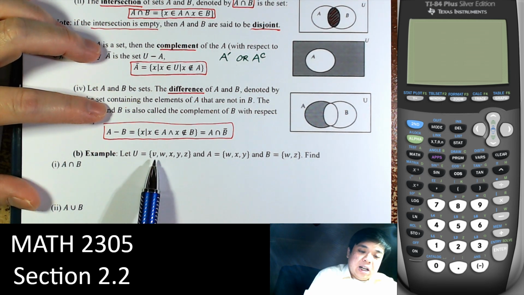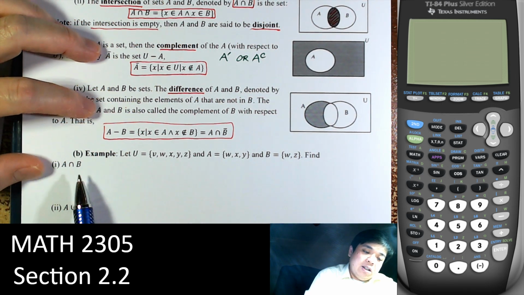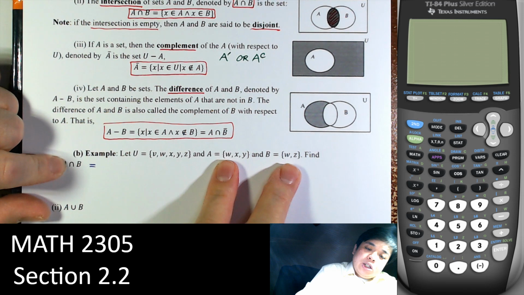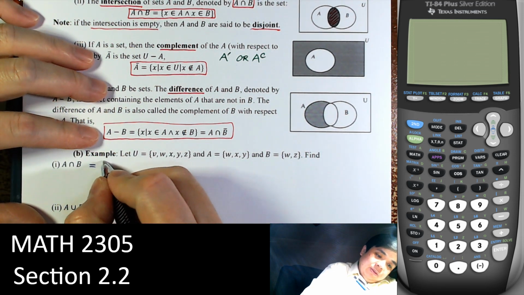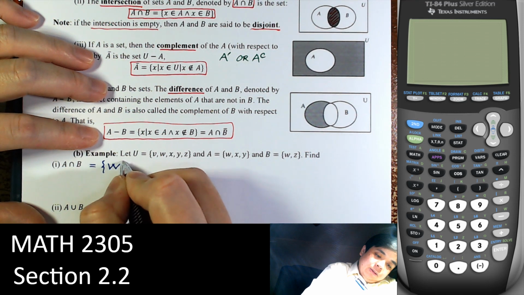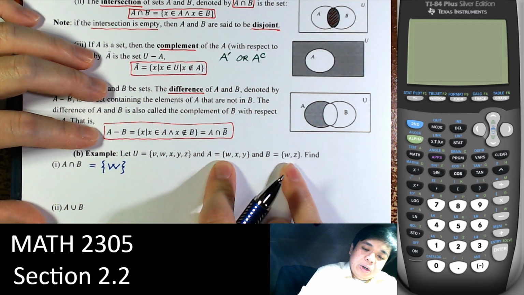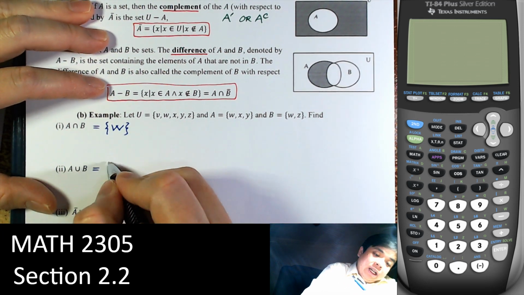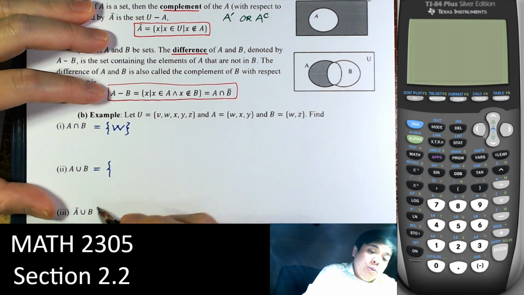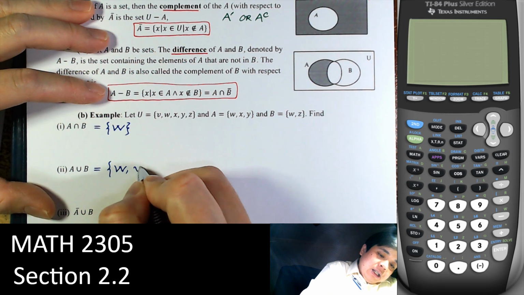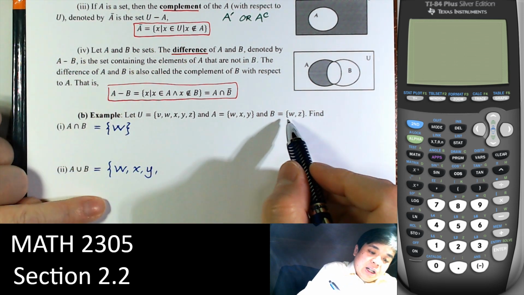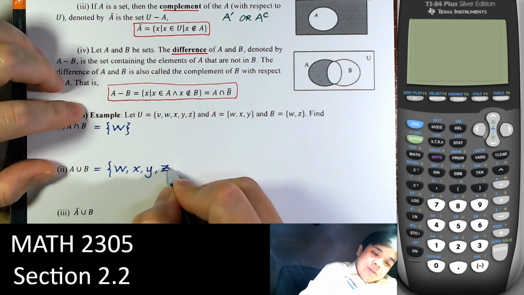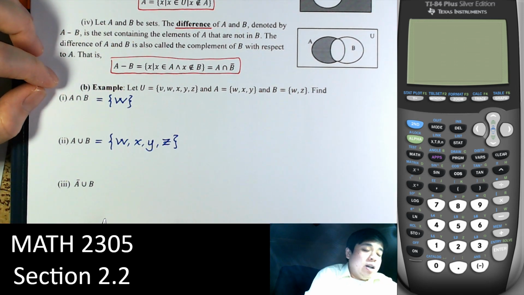Let U be the set of V, W, X, Y, Z, and A and B are as given. Find the intersection of A and B. This is the intersection, so the overlapping; the overlap is only W. Yes, only W in common. Now, A union B could be in A, or in B, or both. So we have W, X, and Y in A, and in B we have W, which we already have, and then Z. So that is the union of A and B.